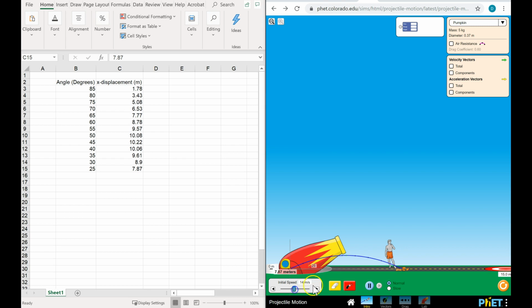Instead, you will use 14 meters. Let's do 15 meters per second, so that your numbers come out different from what you see in this video. So use 15 meters per second. Your values should be different.